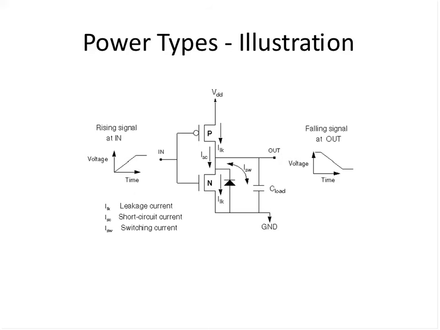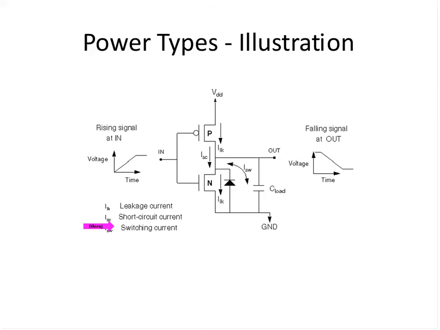This is an illustration for an inverter. ISC is the short circuit current. ILK is the leakage current, which is the sub-threshold drain to source leakage. Short circuit current only happens during the switching. And again, there is the load capacitor. ISW is the switching current. So there are three currents responsible for three separate power numbers.